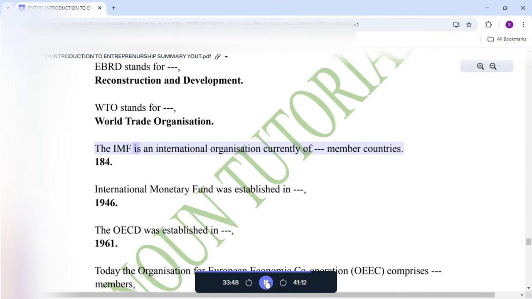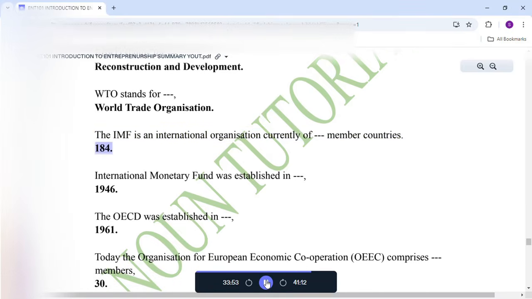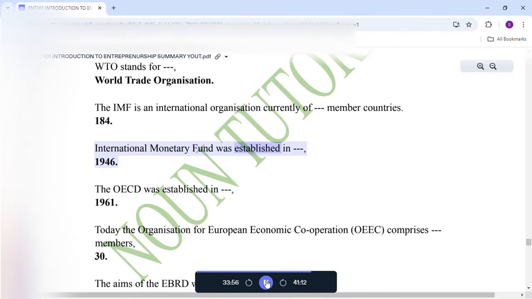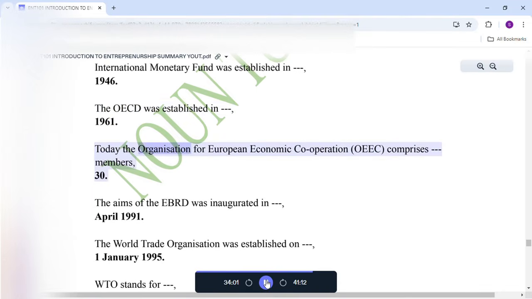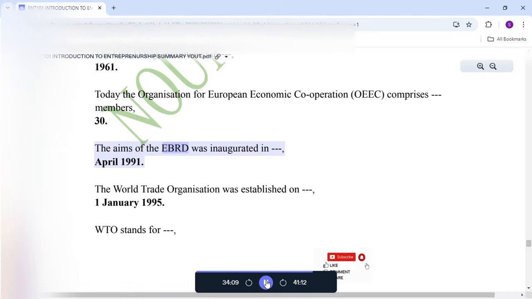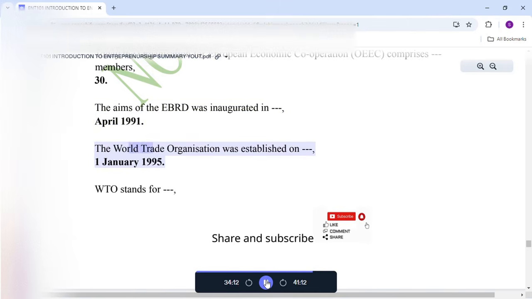The IMF is an international organization currently of 184 member countries. The International Monetary Fund was established in 1946. The OECD was established in 1961. Today the Organization for Economic Cooperation and Development comprises 30 members. The EBRD was inaugurated in April 1991. The World Trade Organization was established on January 1, 1995.